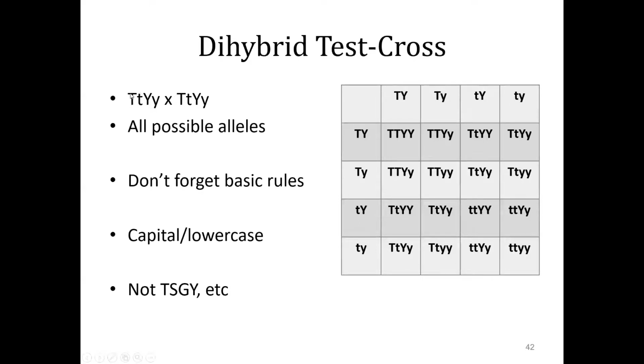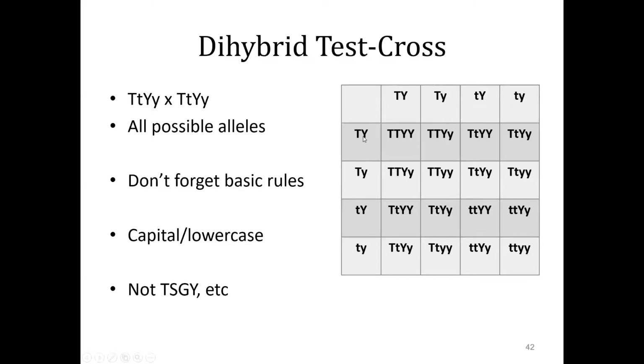It's kind of like using the FOIL method in math. We could either have a big T, big Y, a big T, little y, or a little t, big Y, or a little t, little y. That's one parent. The other parent, because it's also heterozygous, is exactly the same. In the egg, we'd either have a big T, big Y, or a big T, little y, or a little t, big Y, or a little t, little y.